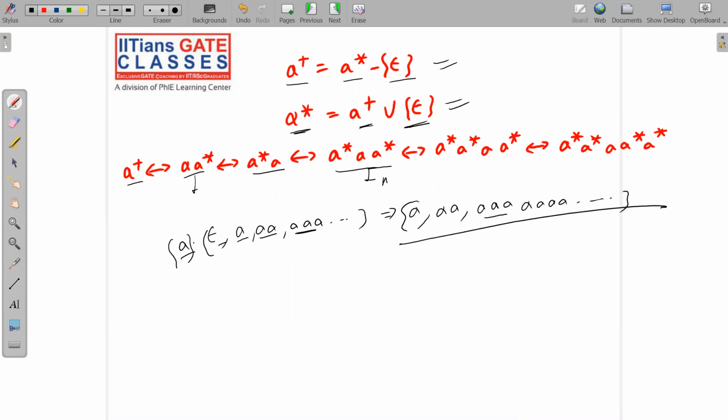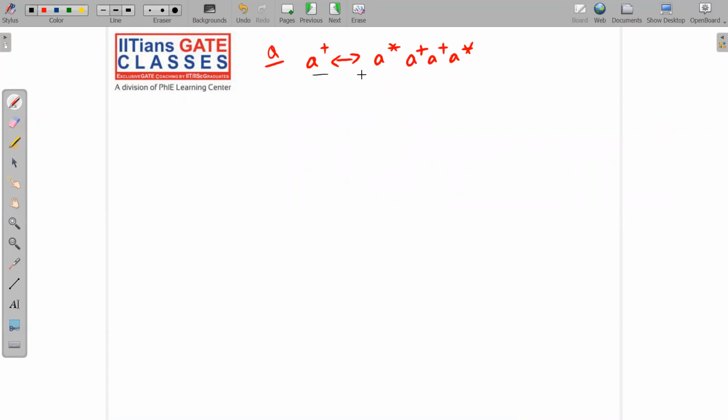Please, this is homework for you. Please try to prove it yourself. Okay, A star A star, again obviously same, because A star is nothing but A star only. I have already proved it to you. So A star A star, again these are also same. Please note it down.